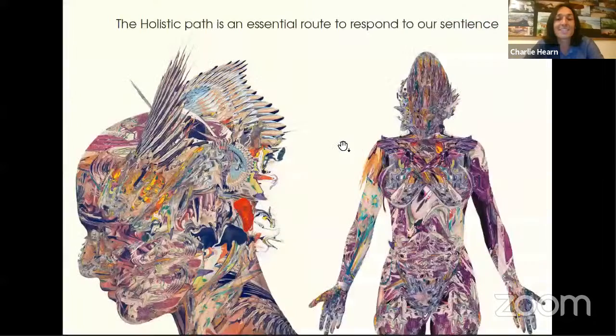In very much these kinds of words, I relate this to the holistic path. Being holistic is a way of healing. It's an essential route to respond to our own inner nature, our sentience. So if we can bring this idea of the holistic and healing into architecture, I think it resonates in the way that architecture really responds to helping humanity.